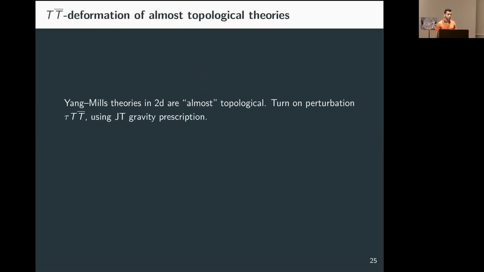So anyway, let me discuss now the TT-bar deformation of it. So Yang-Mills theories in 2D are almost topological, by which I mean they only depend on the volume form, as I showed earlier. So they are especially well suited to study TT-bar deformation using the JT gravity approach.